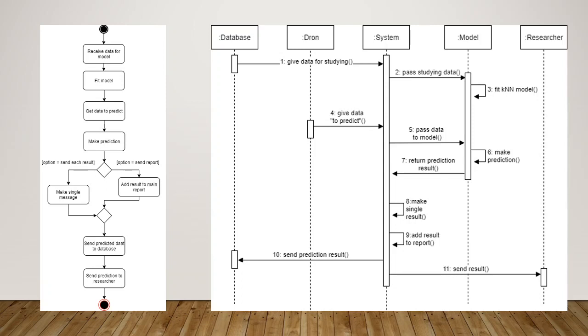And last but not least, the sequence diagram. There we can see that at first the database gives data for studying to the system, and the system passes this data to the model. Then the model is fitted, and then the drone gives data to predict to the system. The system passes this data to the model, and the model makes a prediction. Then it returns the prediction results. The system makes a single result or adds the result to the report, and sends the prediction result to the database and the researcher.